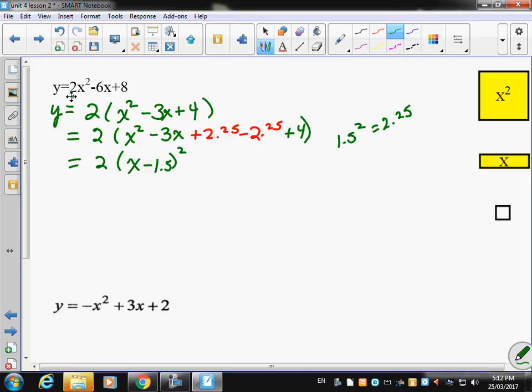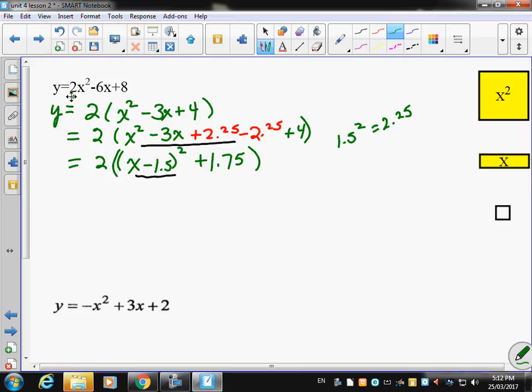Line number 3. Let's put that all together. My x squared subtract 3x plus 2.25. Let's just sneak another color in here. These three guys are this beautiful square. The other two are the leftovers. So I have a 4 and a negative 2.25, which would be 1.75. Now remember, all of that had been in brackets after the 2.